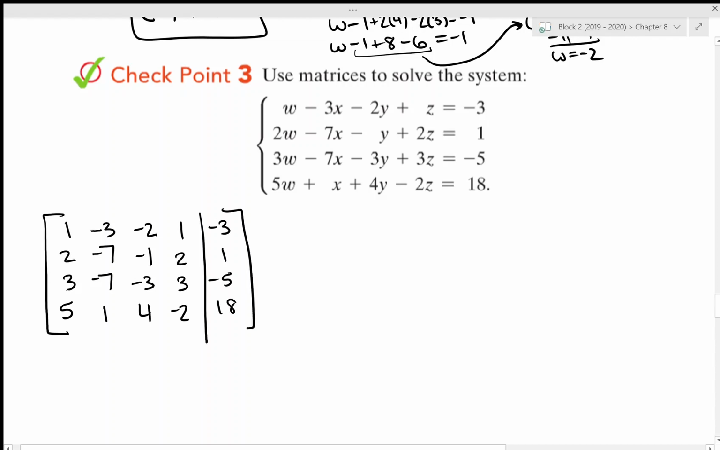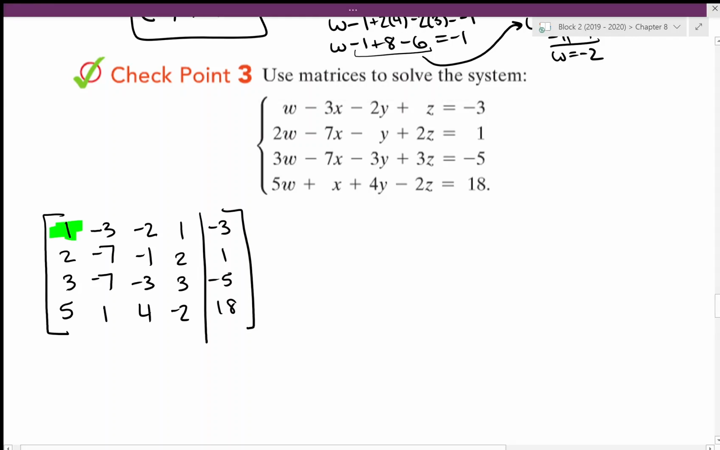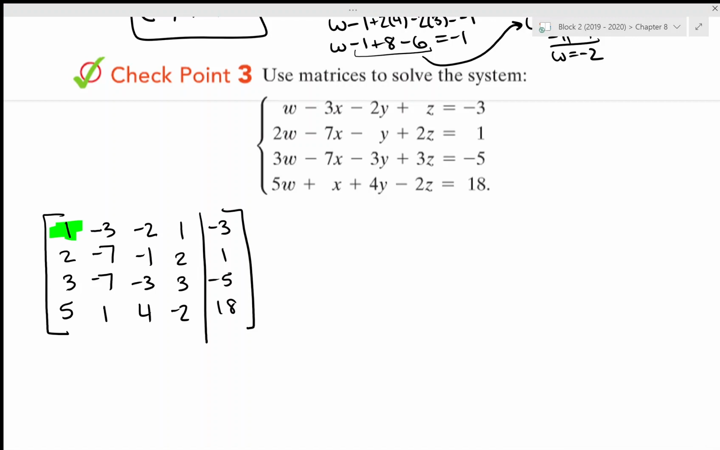Now, this problem worked out where you already have a 1 in the top. If that's done for you, perfect. Less work for you to do. So you could go right into your next step, which is to get the zeros below it. So again, we're going to use row 1. We're going to use row 3. And we're going to use row 5.